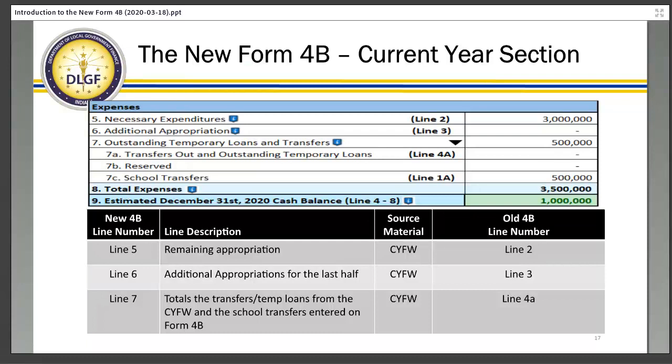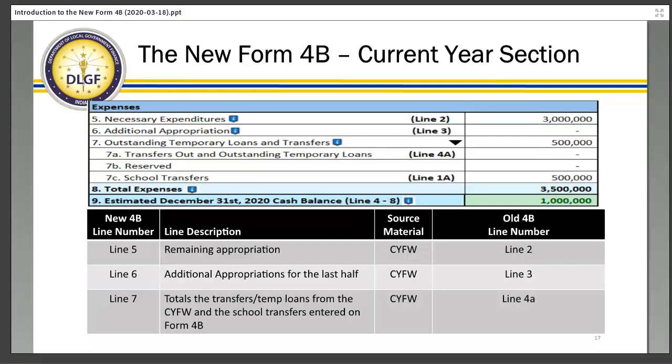Line number 6 are any additional appropriations planned. We're looking at planned or already occurred additional appropriations that would have increased your spending authority during the course of the year. They used to be presented on line 3.